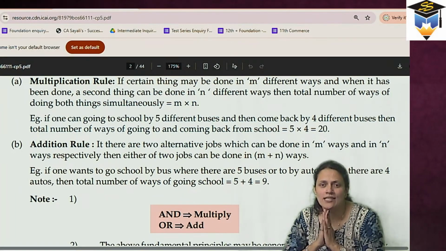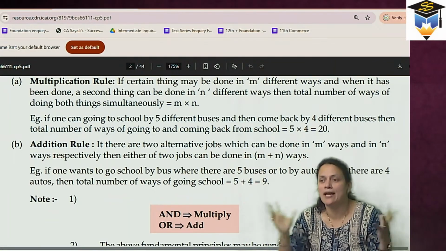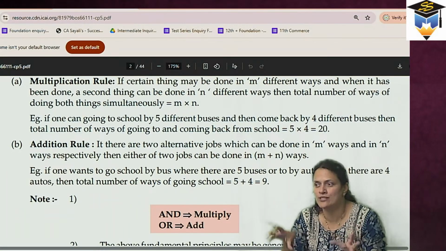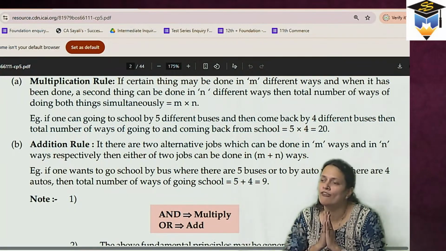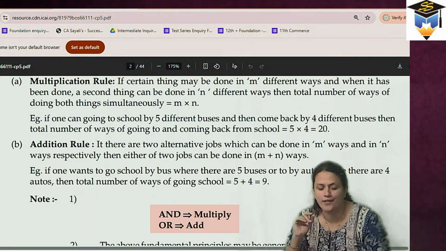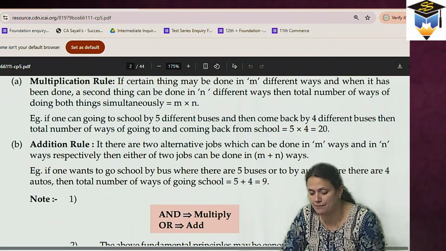Did you get this? These are the basic principles of counting. So when things happen simultaneously, use multiplication. When you have to select this or this, then use the principle of addition. Understood? Not understood. Write down an example.